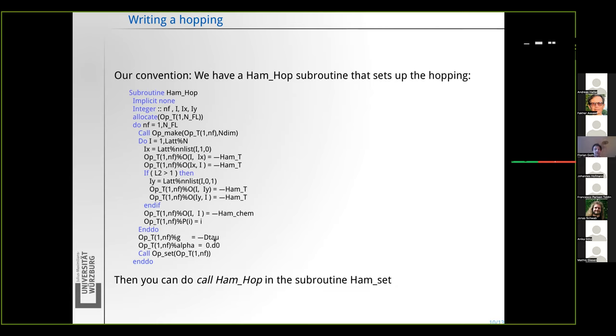I've chosen to use the G entry of the operator for the global D tau prefactor. And then I can call op set on that data structure in order to tell it to initialize its internal variables from the data I have just given to it. Now, if you have done that, in your subroutine ham set you can just call ham hop. And together with the ham v function from yesterday, you have specified the interesting parts of your Hamiltonian.